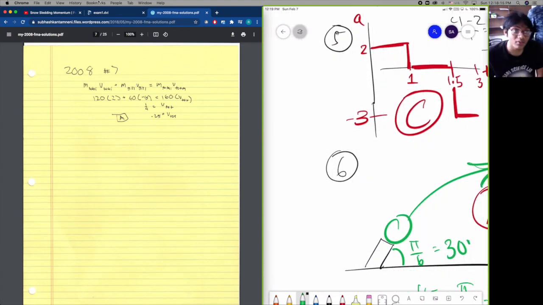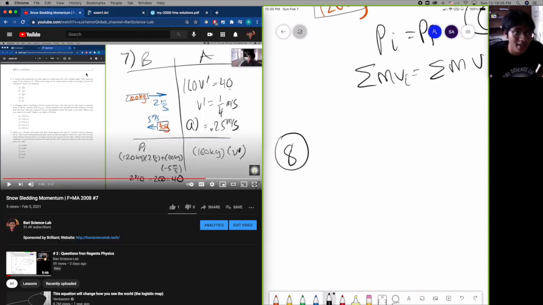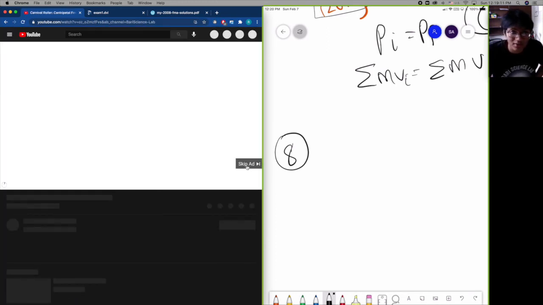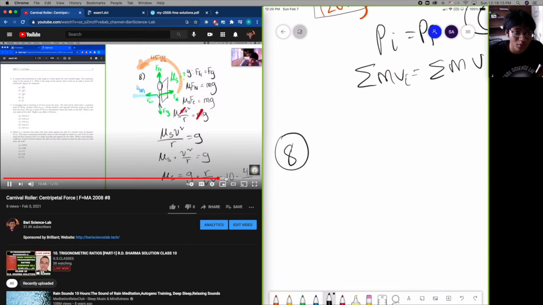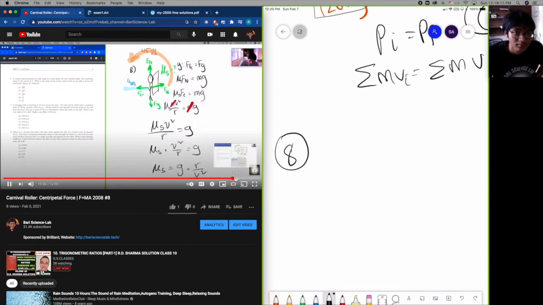So number 8, what do we have? Let's see if I actually got number 8 right. Number 8 is all about normal force, centripetal acceleration and centripetal force, and centrifugal acceleration and centrifugal force. So let's see what I got for number 8. Number 8, the carnival roller, as I like to call it, also known as the centripetal force. So what did we get for that question?